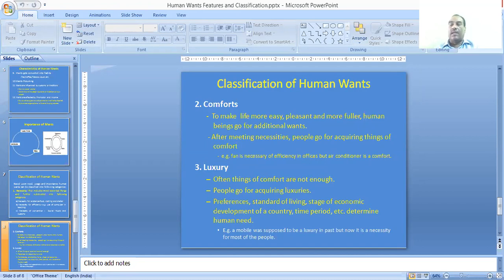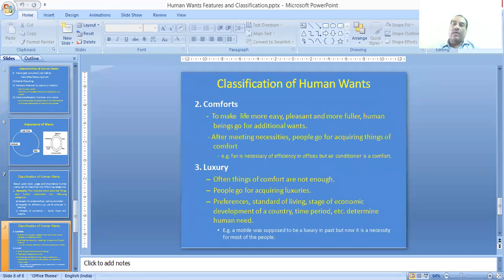And then there is desire. Suppose you want to fulfill your wants in a particular way, then it becomes a desire. So you are hungry, you want to eat pizza, and you want to eat pizza in McDonald's, so this is your desire. You want to consume pizza at a particular place, in McDonald's, so this is desire.